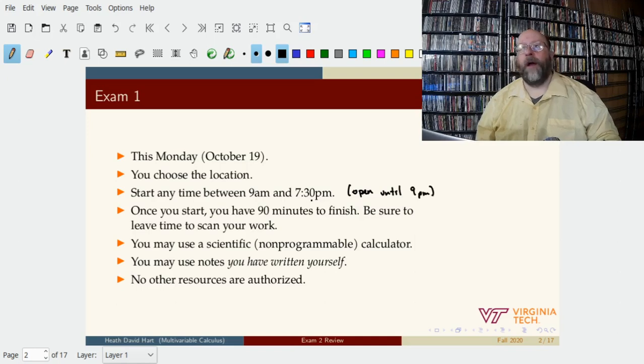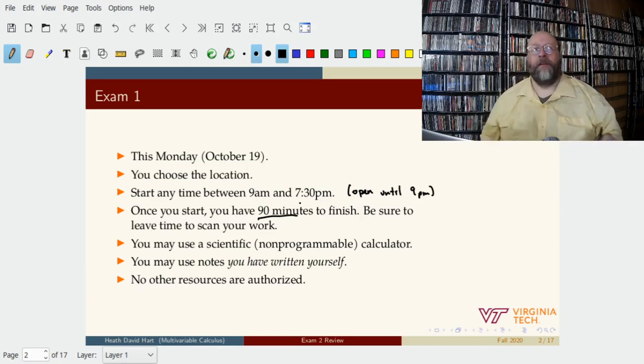But since you have 90 minutes to finish the test, you want to back up 90 minutes from that time. Canvas will allow you to start at 8, for example, but if you start at 8, then you only have 60 minutes to take the test. So don't do that. You're just hurting yourself. Make sure you get started no later than 7:30. And then once you start, you've got 90 minutes to finish.